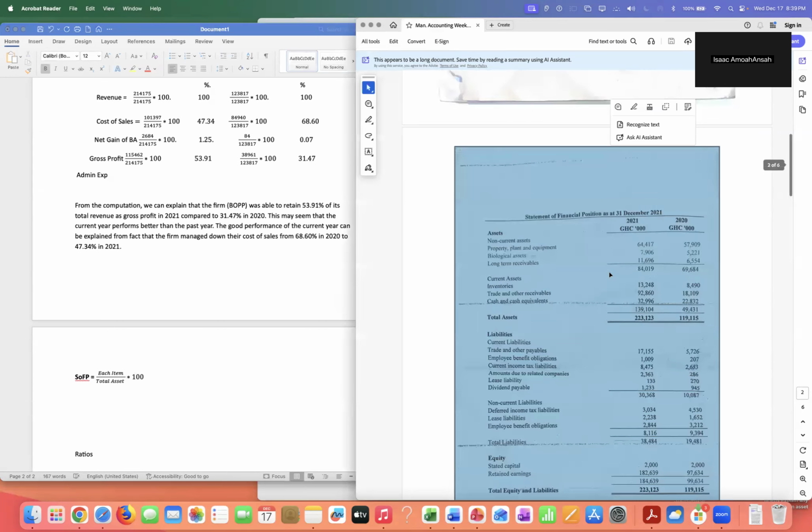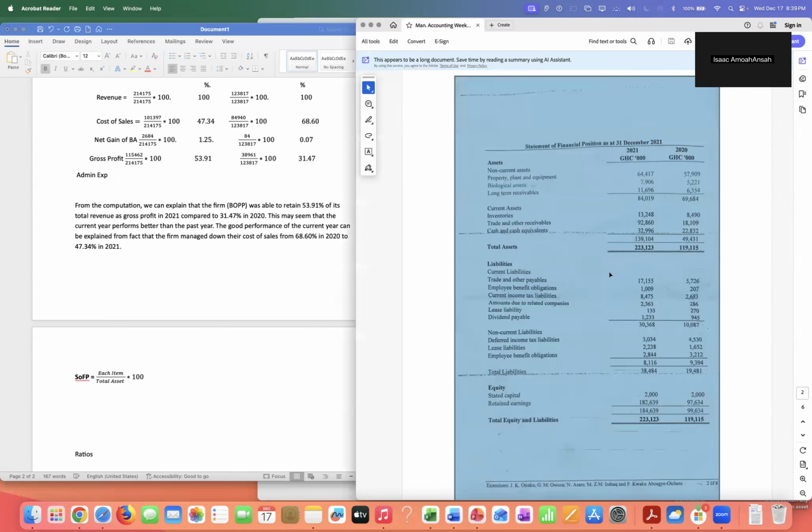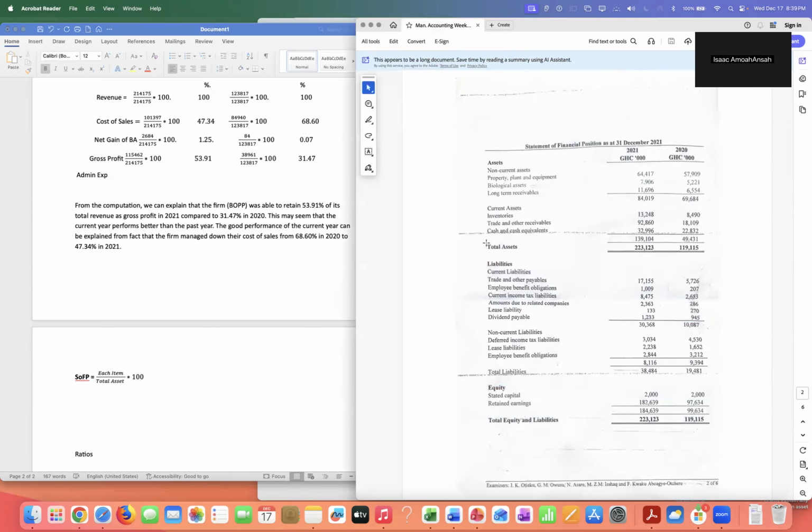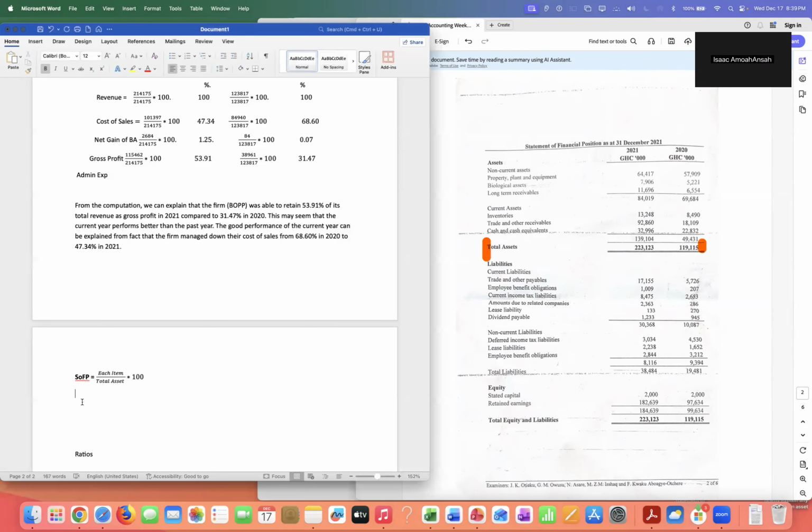All of you move to the statement of financial position. Quick. This is our total assets. Those of you who are looking for total assets, this is total assets, right? So that's what we are going to use as the denominator. So take a look at it. This one, we are using this figure, total assets. Those of you who are looking for it, it's here. All right. So let's come back here.